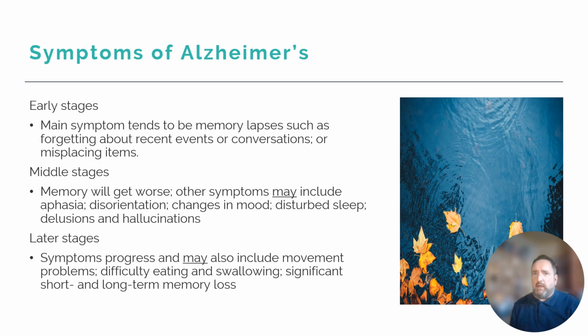Changes in mood. Now, again, that's not always negative changes in mood, but it might be that somebody becomes a bit more weepy, but it might be that somebody who's usually been quite reserved suddenly becomes a lot more outgoing. We can get disturbed sleep. So again, we start to see a bit more change in sleep patterns, and that might have an effect on the household. And potentially, and again, not everybody, but there could be delusions or hallucinations. In the later stages, the symptoms progress, and they may also include movement problems, difficulty eating and swallowing, and significant short and long-term memory loss.